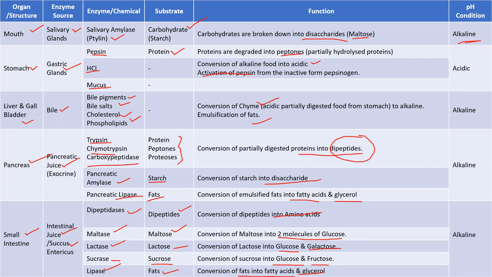So these are the different enzymes, substrates, their functions, where they are released from, and what organ structure they are present in. Now the pH condition, as you can see here, in every part is alkaline except in one place, and that is the stomach. It is the place where the food is in acidic condition, and in the remaining places the digestion occurs in an alkaline condition. So this basically completes the process of digestion in human beings.